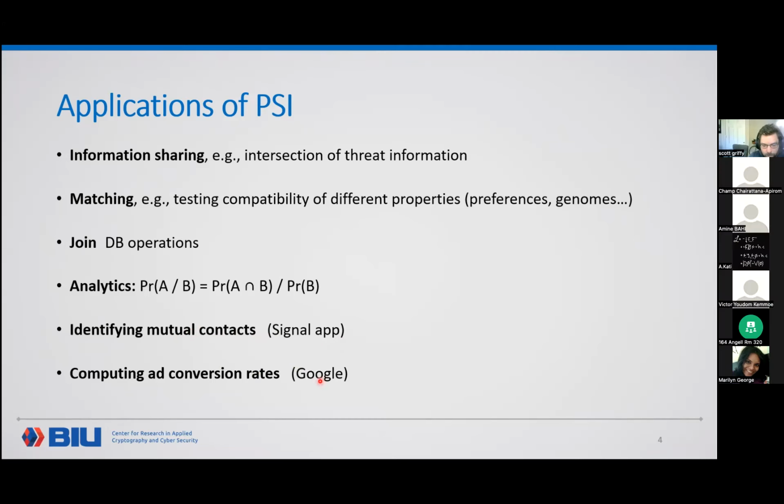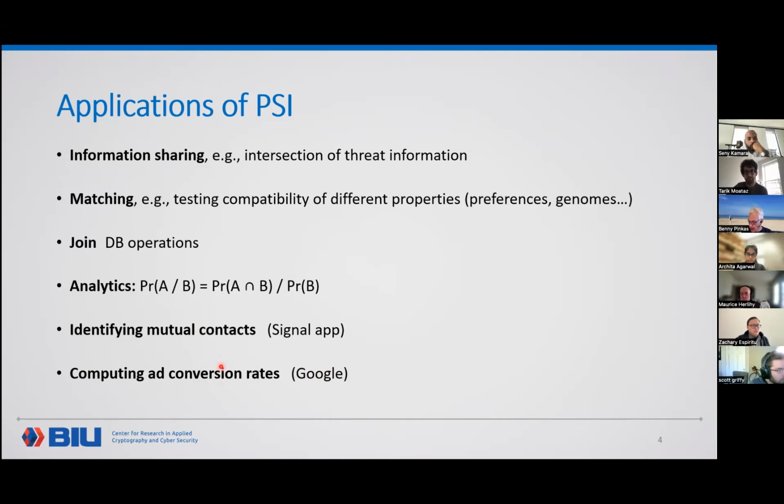And Google is using PSI quite a bit to learn ad conversion rates. They have some store, and they know who came to the store and bought something after they published the ad on Google, and Google knows who has seen the ad, and they want to compute how much revenue was generated from people in the intersection of those who have seen the ad and bought something.